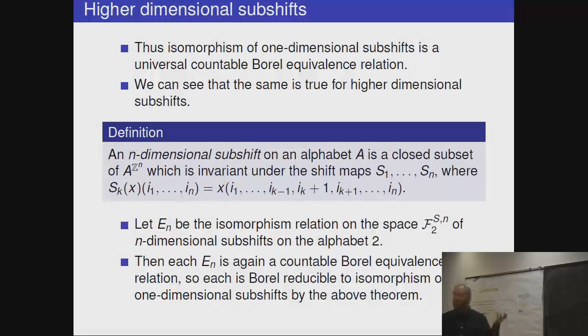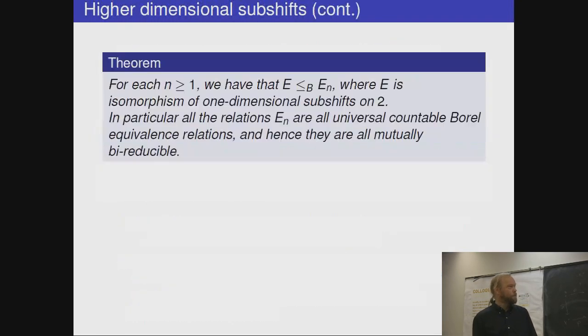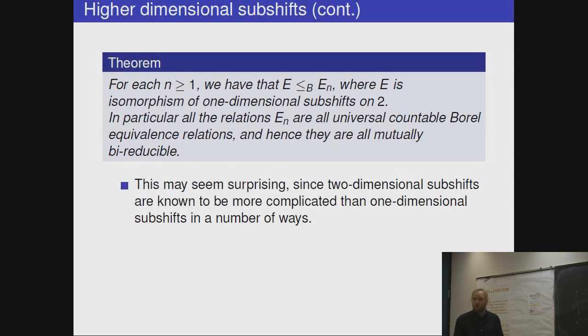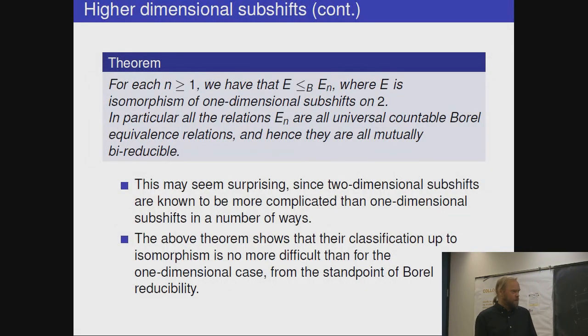This also says they all have the same complexity, which is a little bit surprising, maybe, because there are certain ways in which two-dimensional subshifts have a richer structure. For instance, in the case of finite type, if you look at two-dimensional subshifts of finite type, you can get different entropies than you can on just one-dimensional subshifts of finite type. But this says, at least from the Borel reducibility standpoint, they're really the same.